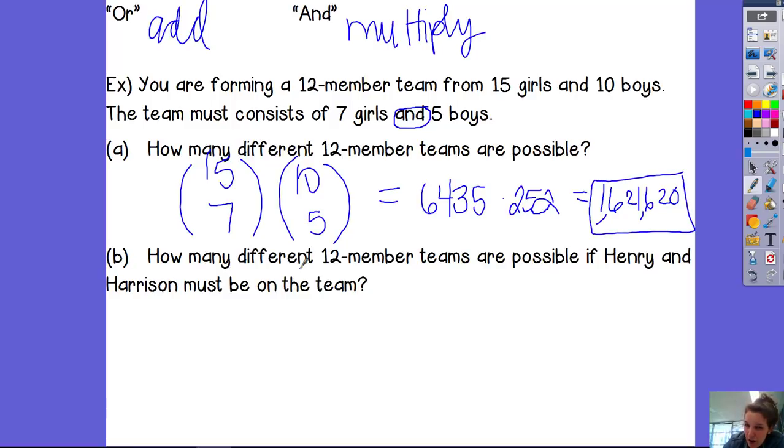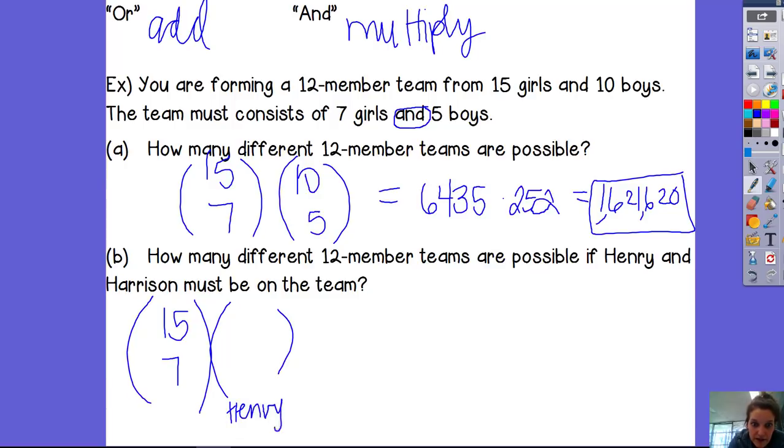Part B says how many different 12-member teams are possible if Henry and Harrison must be on the team. So what's happening is Henry and Harrison are both boys. So of those 5 boys that are going to be on the team, we have 2 that are locked in. So we have our girls, so we know we have 7 girls, so we still have 15 choose 7 girls. But then we have to choose Henry. We have to put Henry on the team. And then we have to choose Harrison. And then we have the other 3 boys that have to be on our team.